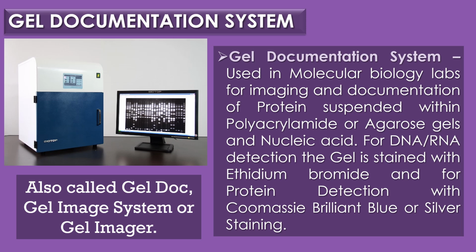Gel documentation system. Gel documentation system is used in molecular biology labs for imaging and documentation of proteins which are suspended within polyacrylamide gel or agarose gels and nucleic acid. For DNA or RNA detection, the gel is stained with ethidium bromide, and for protein detection, the gel is stained with Coomassie brilliant blue or silver staining. A gel documentation system is also called as gel doc, gel image system, or gel imager.